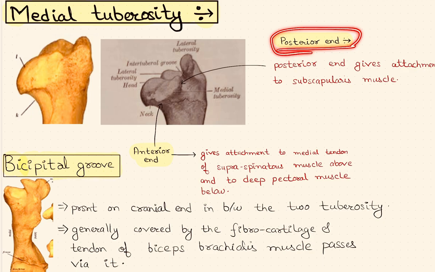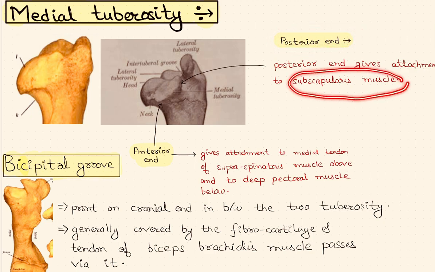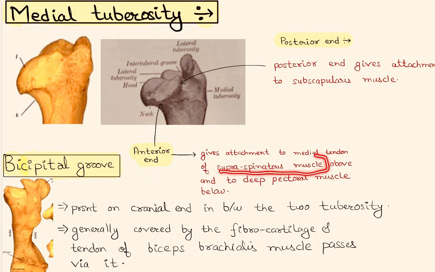Now I will talk about the posterior end of the medial tuberosity. It gives insertion or attachment to which muscle? Subscapularis muscle. The subscapularis muscle gets attached or inserted to the posterior end of which tuberosity? Medial tuberosity. And to the anterior end, which muscle gets attached? Supraspinatus muscle. Above, the supraspinatus muscle gets attached, and below it is the deep pectoral muscle.